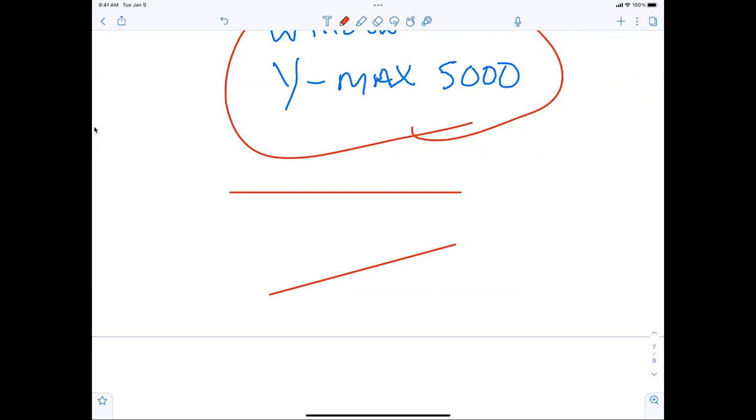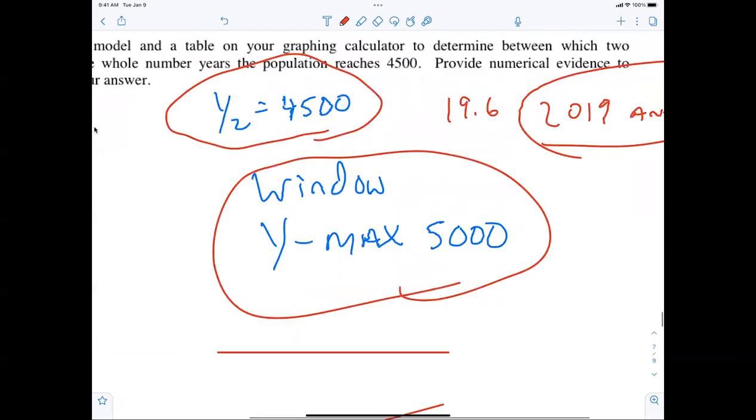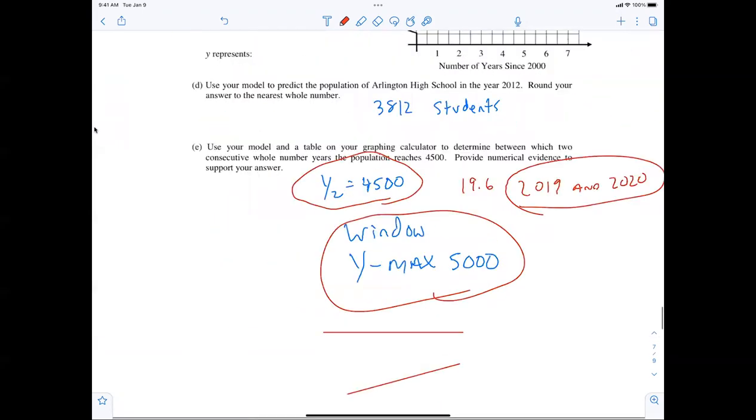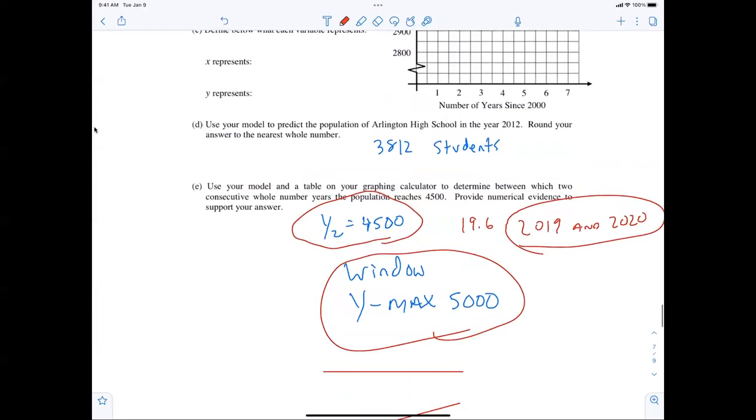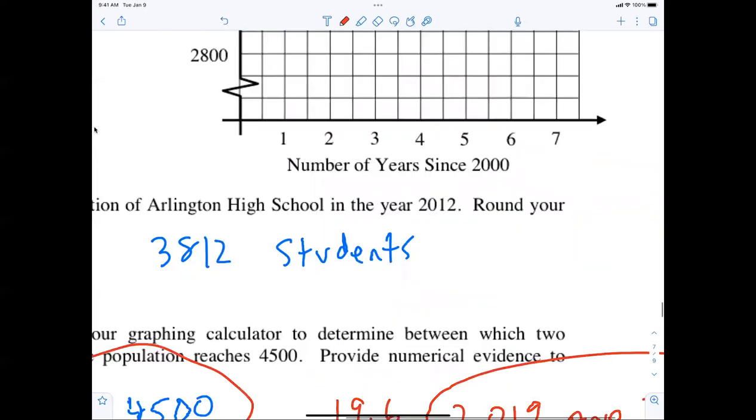I tried to make sure that I got D right, and then I put in 2012 for... You don't put in 2012. What do you put in? 12. You put in 12. Look down here at the X values. 1 is for what year? Right? You've got to pay attention to the details. Pay attention to the details. You're not plugging in 2012.